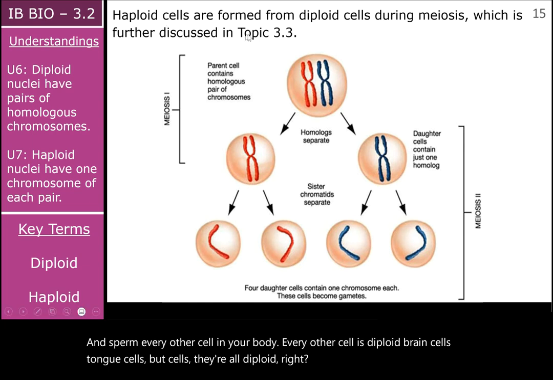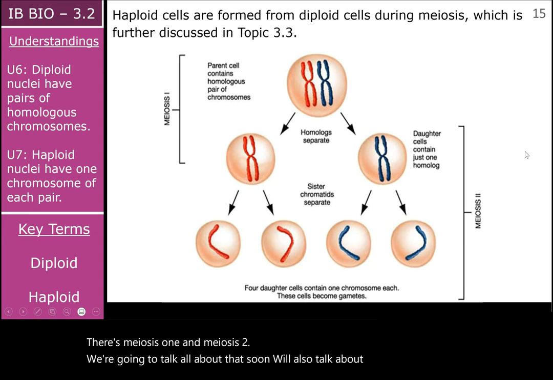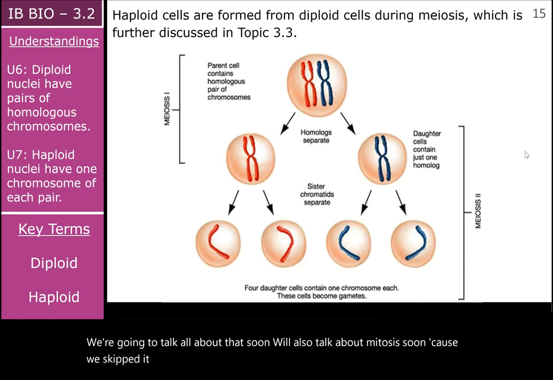Haploid cells are formed from diploid cells during meiosis, which we'll talk about in topic 3.3. There's meiosis 1 and meiosis 2. We're going to talk all about that soon. We'll also talk about mitosis soon because we skipped it last semester.